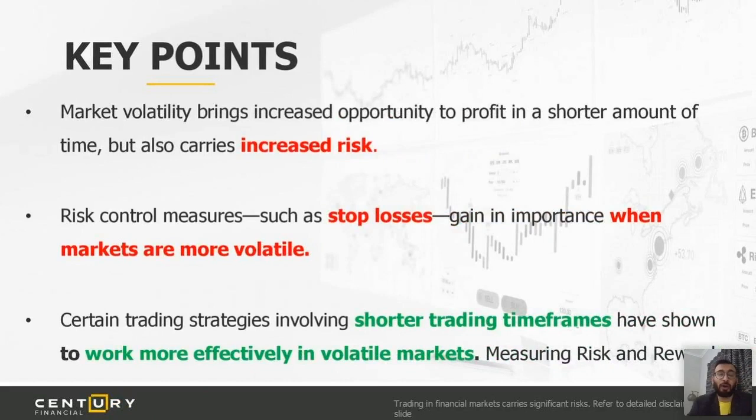So the key points which we have to understand about market volatility is, first, when the markets are fluctuating up and down, buyers and sellers both have the opportunity to make profit in a shorter amount of time, because they're moving up and down really fast, so you get more and more opportunity to trade and to enter and exit. But with increased opportunity to profit, it also carries increased risk.